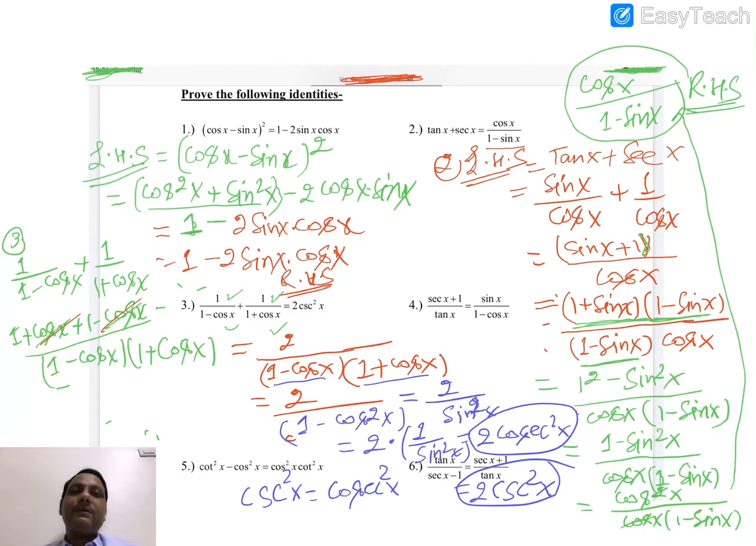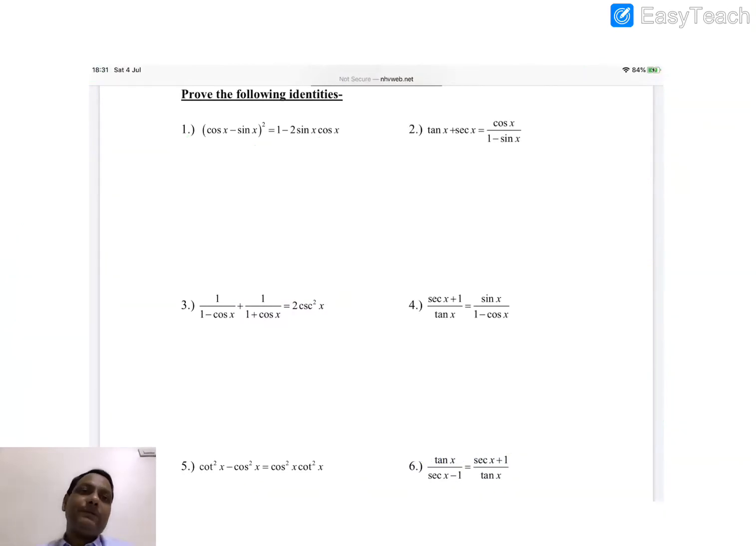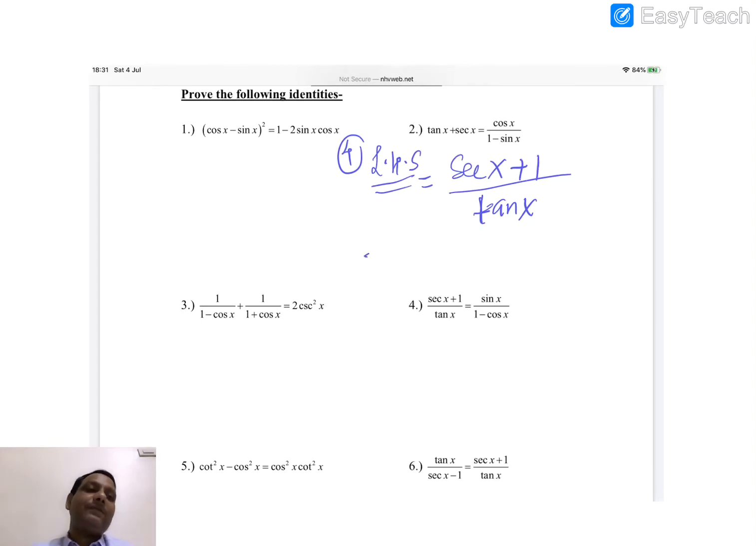So here, see, the fourth question is going to be like, guys, see, sec x plus 1 over tan x. So I'm going to write here the left hand side for the fourth question is sec x plus 1 divided by what? The tan x. This is our question, and I want to prove the right hand side is sin x over 1 minus cos x. So sometimes we have to show the right hand side, what is our demand and requirement, according to that we plan. So my duty is to change sec and tan in the form of what?